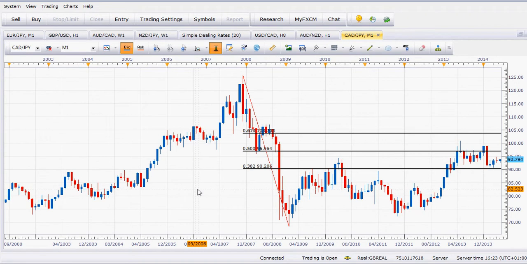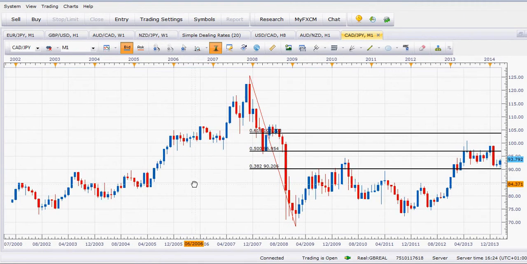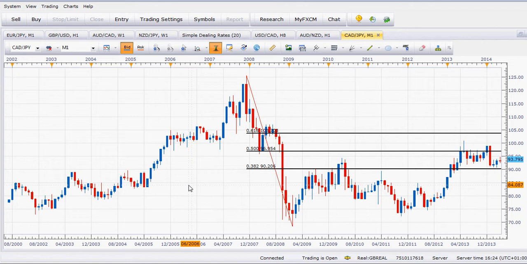What I'm interested in as well, having had this Fibonacci drawn, is to see if there are any visually obvious levels that could sort of signify support and resistance. So we can call them support and resistance, or, as you like, supply and demand. Supply being a resistance level, and demand being a support level. Some people prefer to talk about those rather than support and resistance.